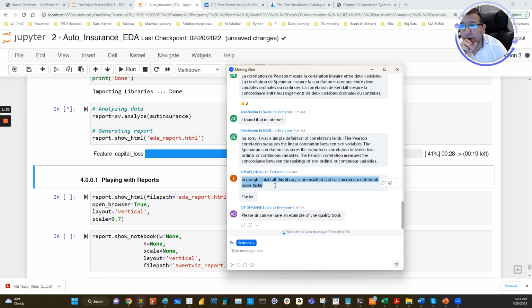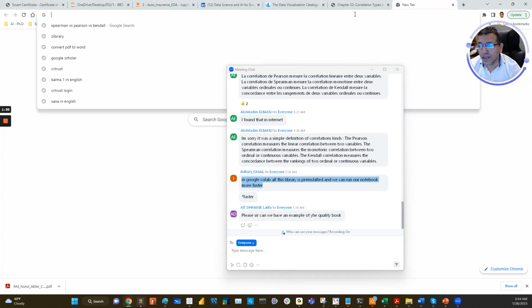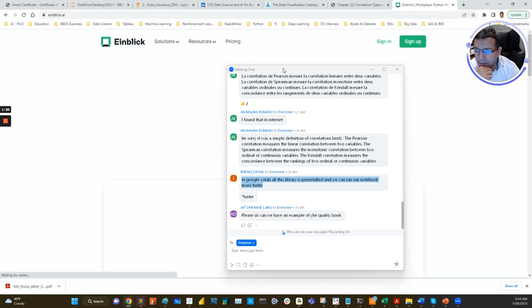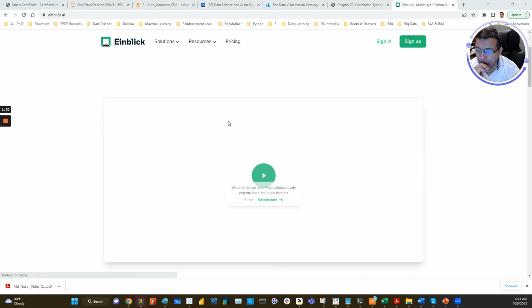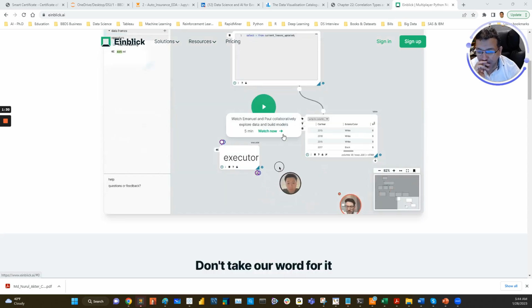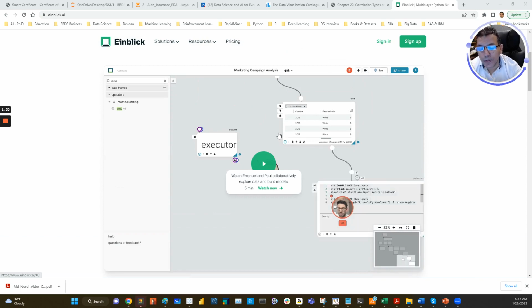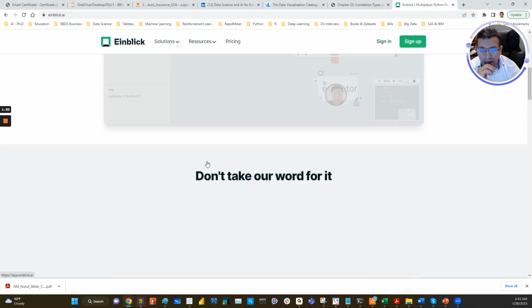It does help you to visualize how the code is actually working behind the scenes. It's called Einblick, and you simply sign in. I have a very strong relationship with the owner of this tool. Luckily, they provide us with free licenses for my students, a 1 year free license or 8 months free license. So this is another platform that you could use.